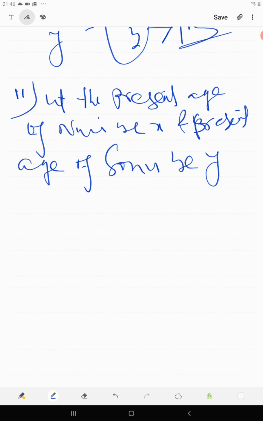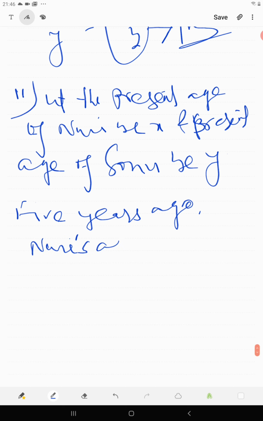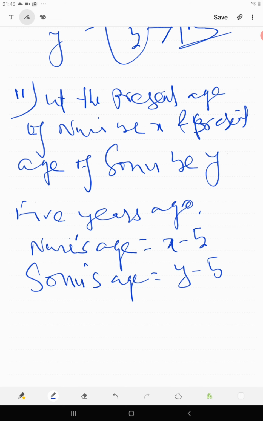Now we are going to read it. The first thing is 5 years ago. Stop over here. If your current age is 10, then 5 years ago it is 10 minus 5, as simple as that. So if Noori's present age is X, then 5 years ago Noori's age was X minus 5, correct? Then Sonu's age will be Y minus 5, very simple. Just subtract 5 from the present age and you get the age 5 years ago.